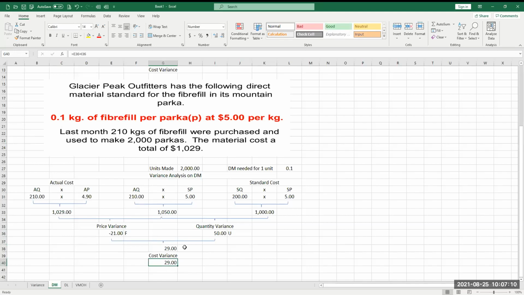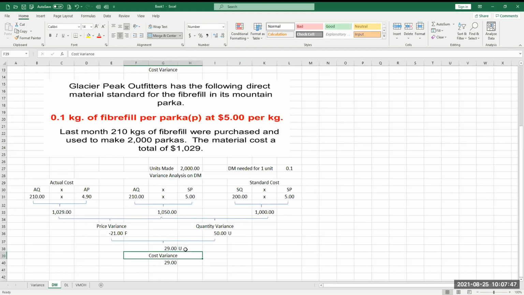So on the cost variance, what happened? By my standards, I'm supposed to spend $1,000, but actually, I'm spending $29 more. Is that favorable for me or unfavorable? Is it good for me that I'm spending more, or bad for me? Bad. So that will be unfavorable, correct? Mhm.